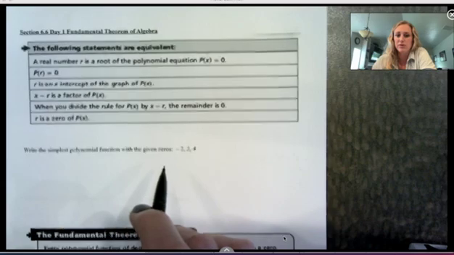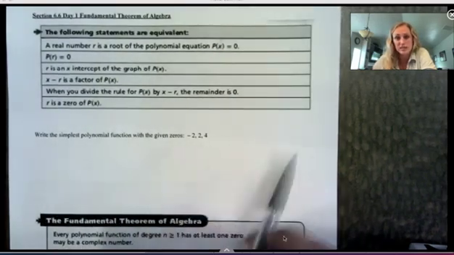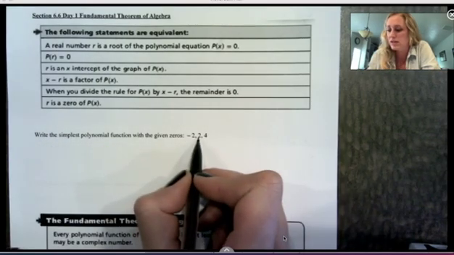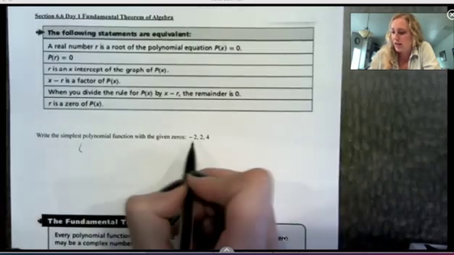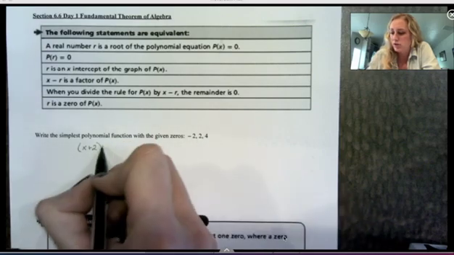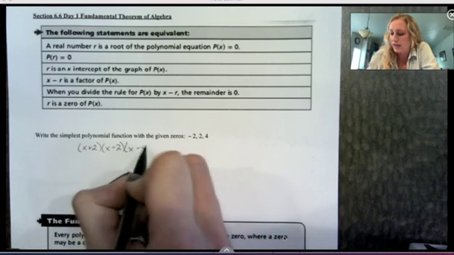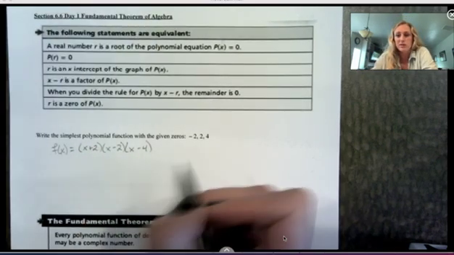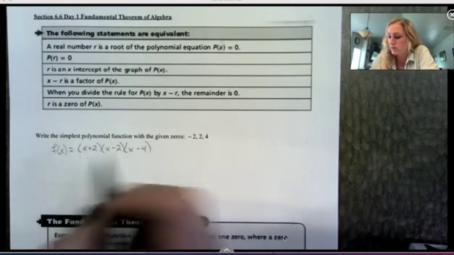Okay, so one thing, we're asked to write a polynomial function with these zeros. So the easiest way to write it is in factored form. So we're going to start with, if these are zeros, then their factors are their opposites, right, with x. So if negative 2 is a 0, then x plus 2 is a factor. If 2 is a 0, then x minus 2 is a factor, as well as x minus 4. So here is a polynomial that satisfies that, okay? And we can distribute it out to put it in standard form as well.